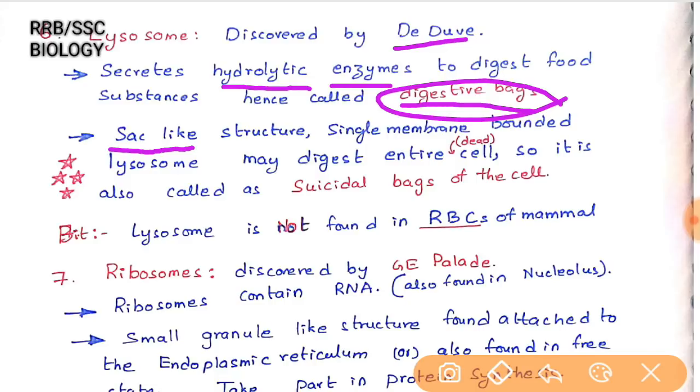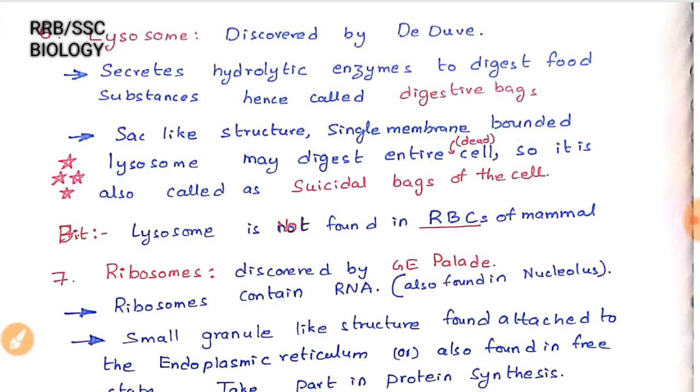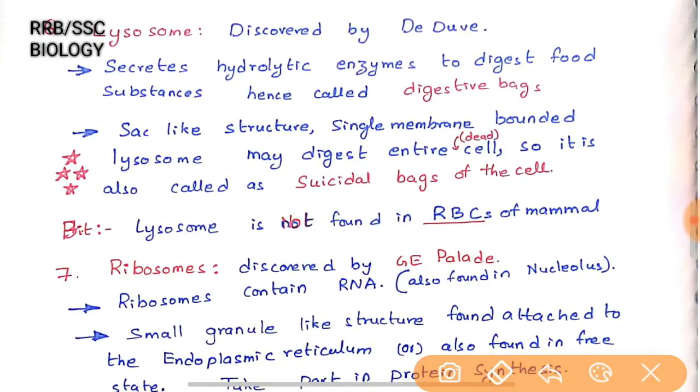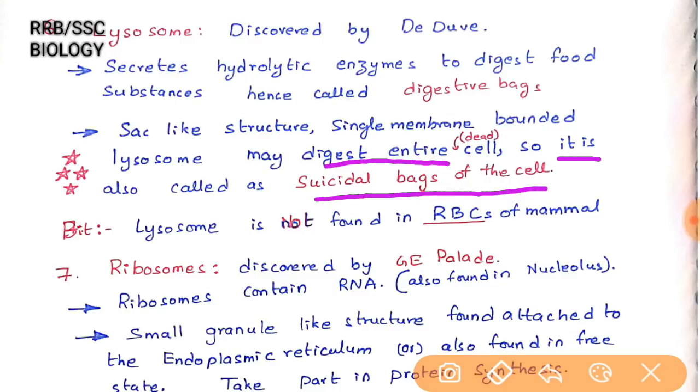If a cell with a lysosome is dead, the lysosome can consume the whole cell and digest it. So it is also called the suicidal bag of the cell. The sac-like, single-membrane-bounded lysosome may digest the entire cell, so it is called the suicidal bag of the cell. What organelles are called suicidal bags of the cell? Lysosomes. It is very, very important. I have seen many questions in several exams on lysosomes asking which are the suicidal bags of the cell, friends. Also note that lysosomes are not present in the RBCs of mammals. In RBCs of mammals, lysosomes are absent. You have to note this.